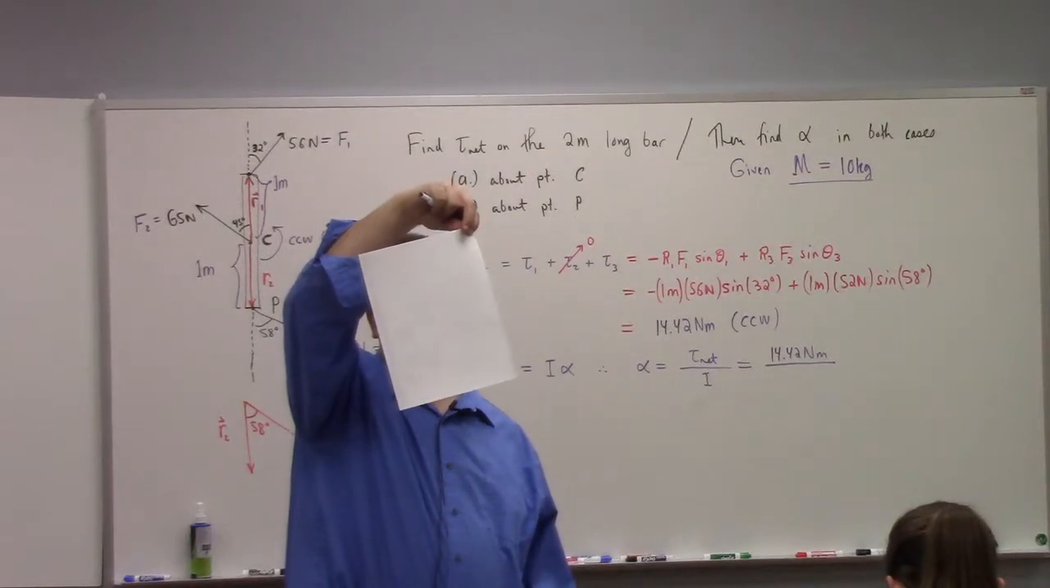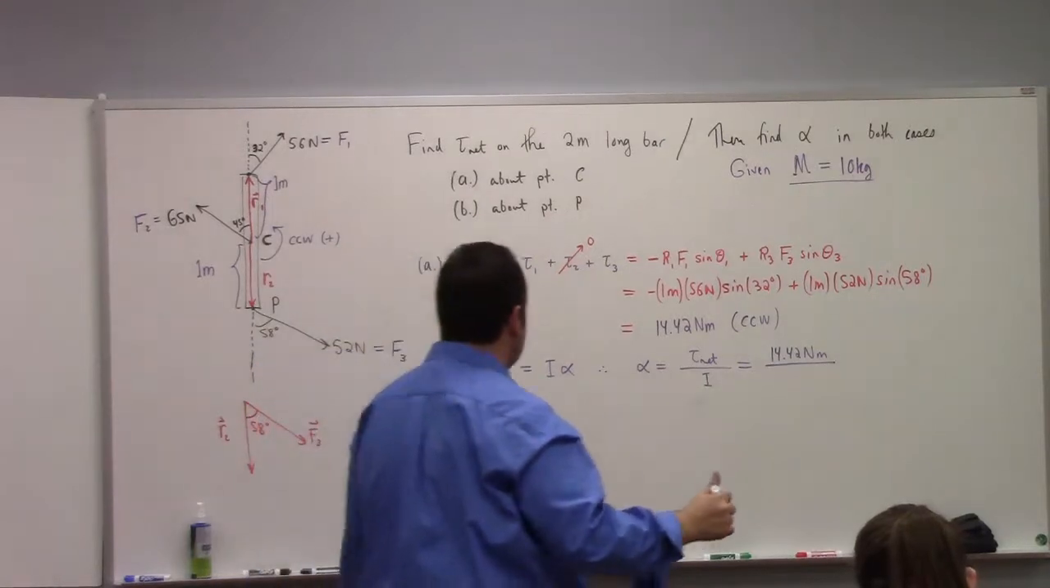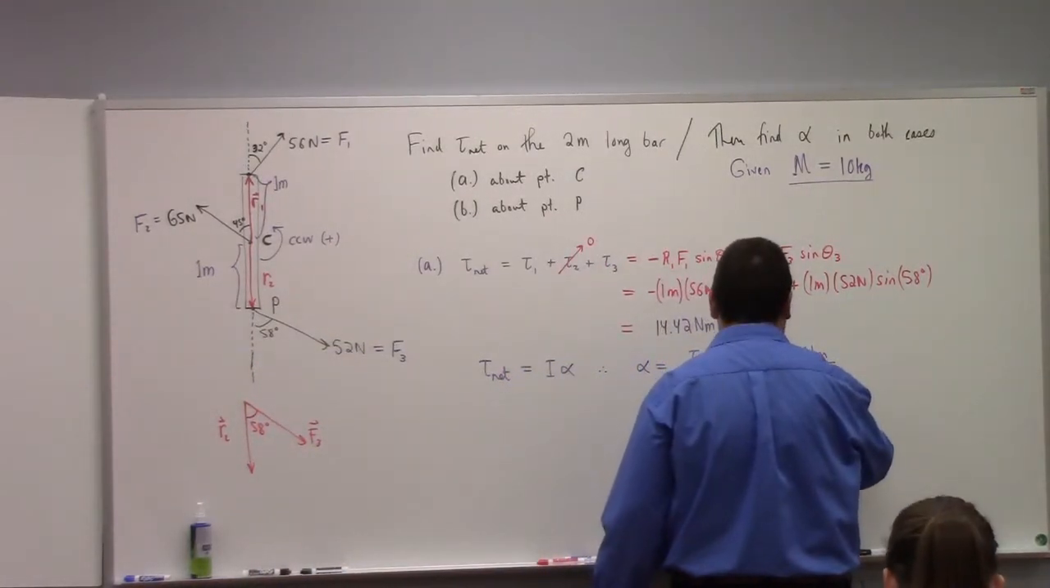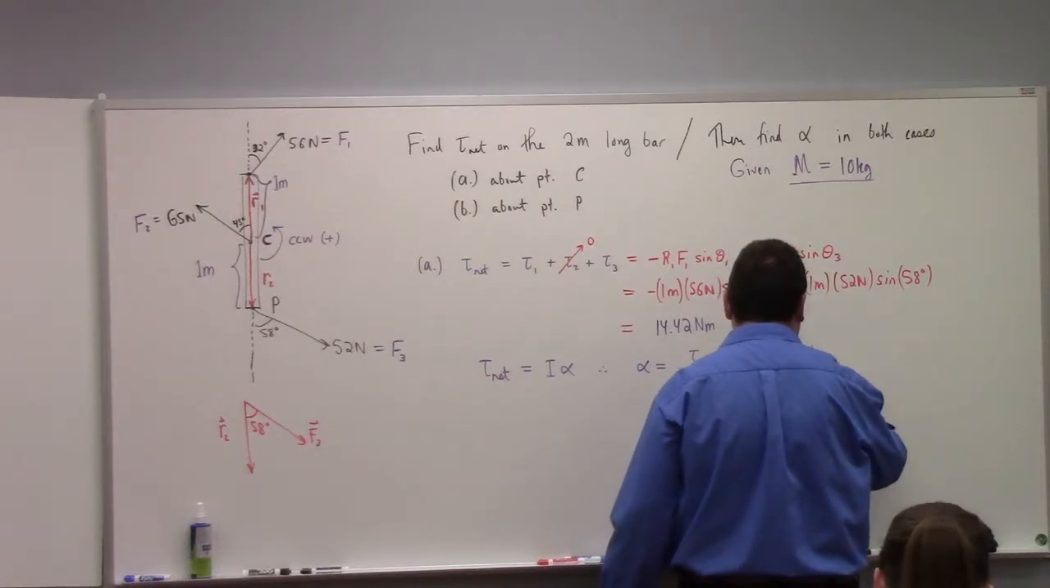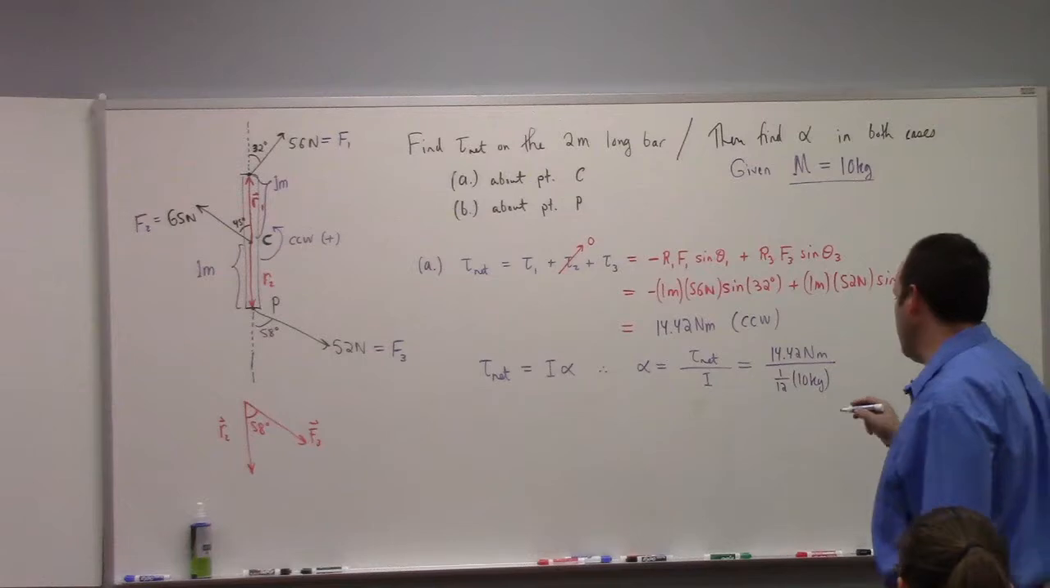It's part F. 1/12 ml squared. So 1/12 times the 10 kilograms you guys made up for me. Thank you. And what's L? Yeah, 2 meters squared.